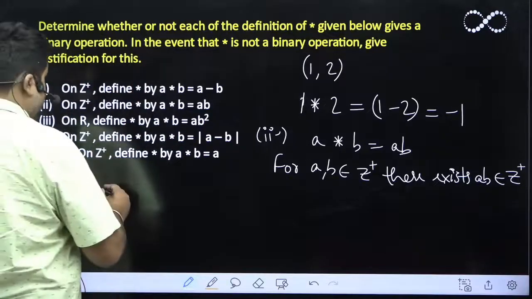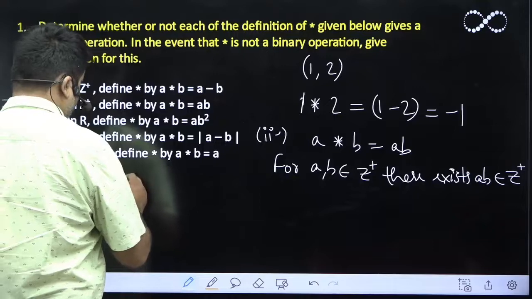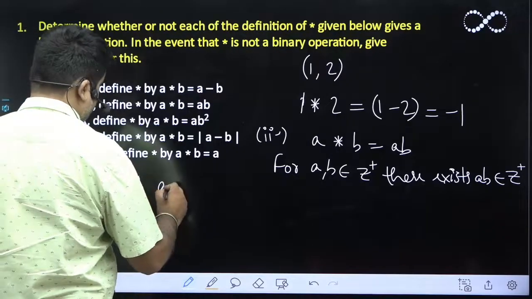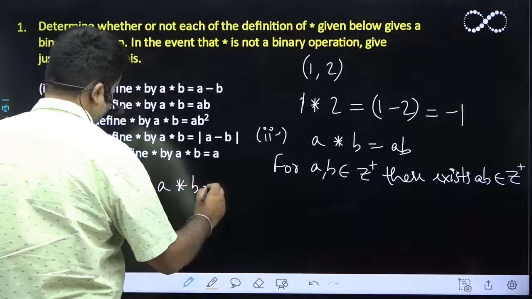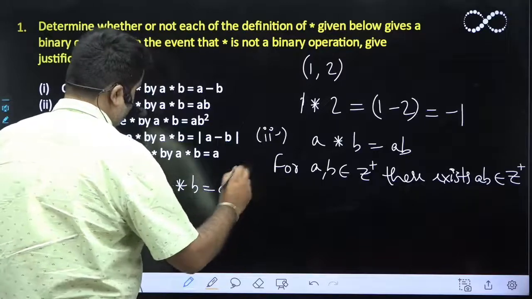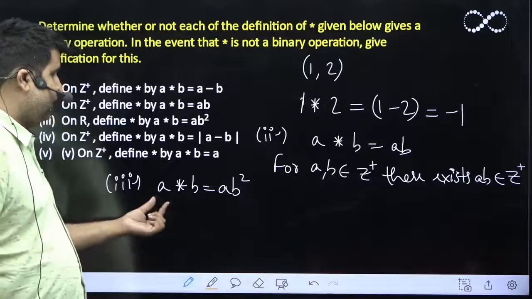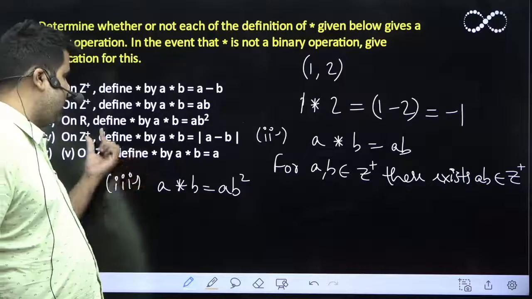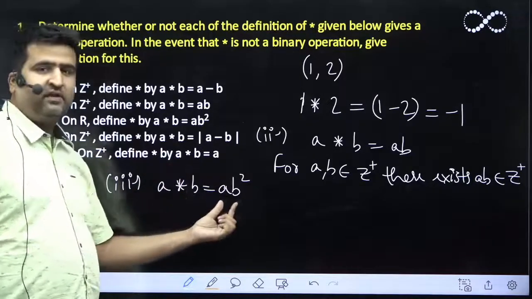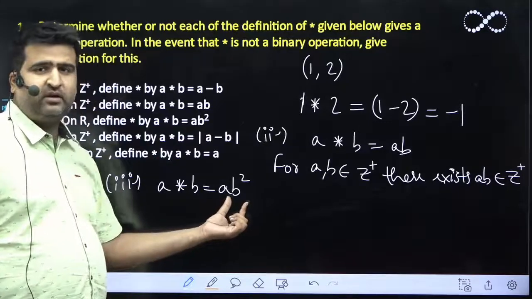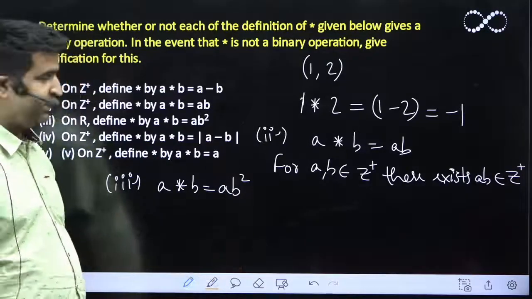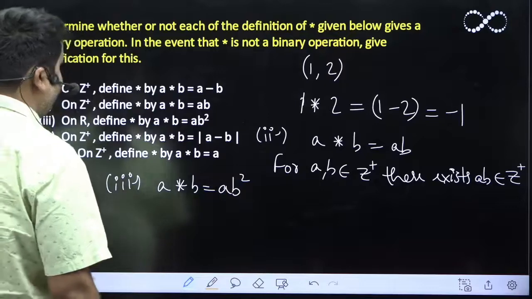So the next one is A star B is AB square. Now for this case, we can simply see that for A belongs to R and B belongs to R, there will exist a unique AB square which will also belong to R, right? So therefore this is also a binary operation.